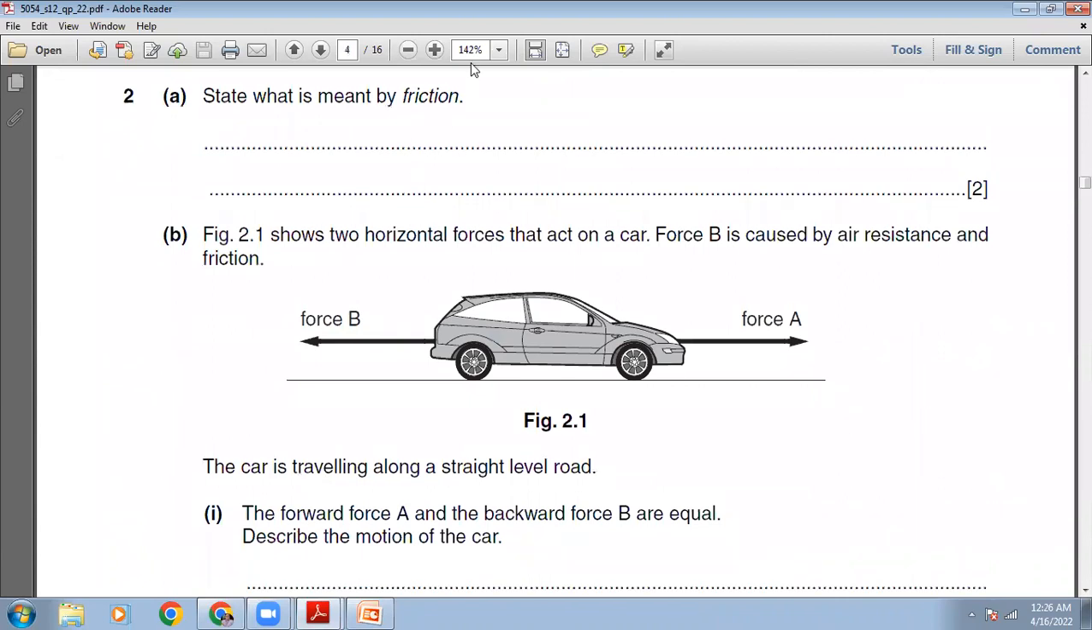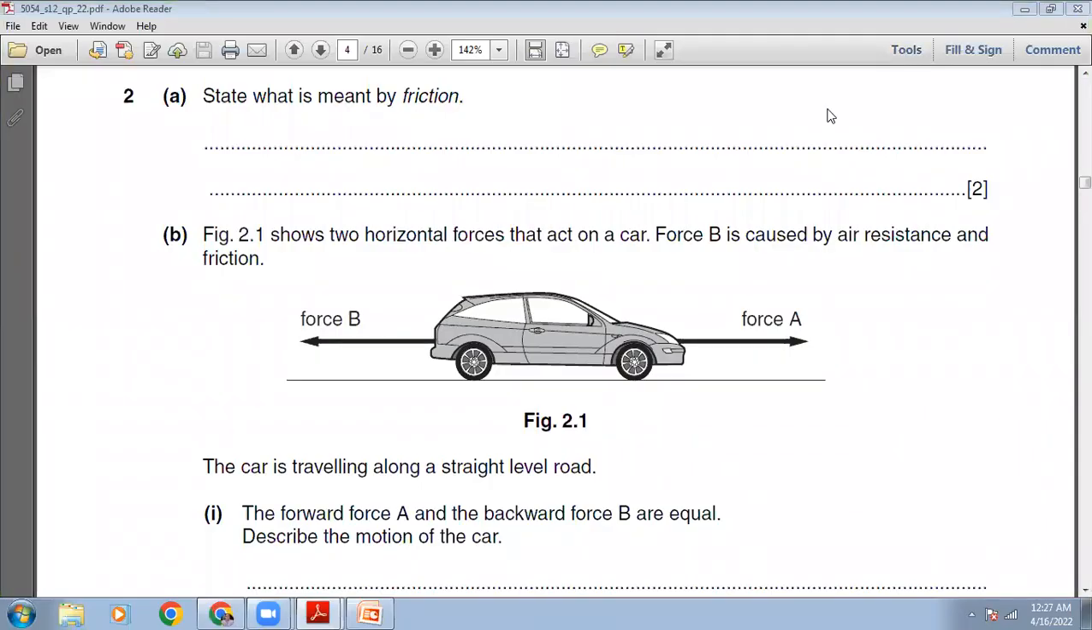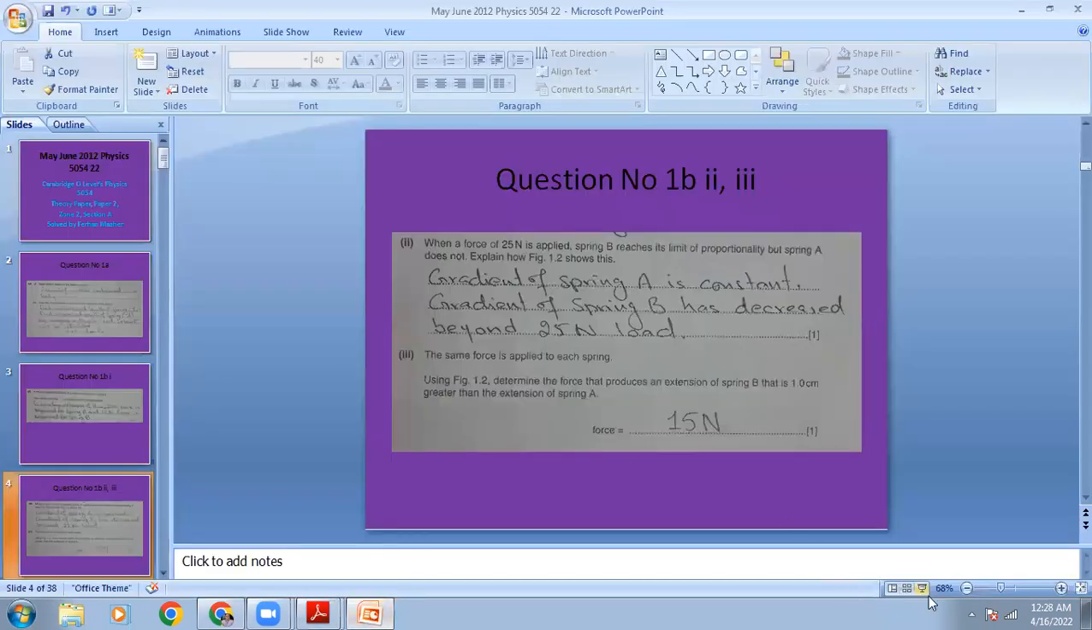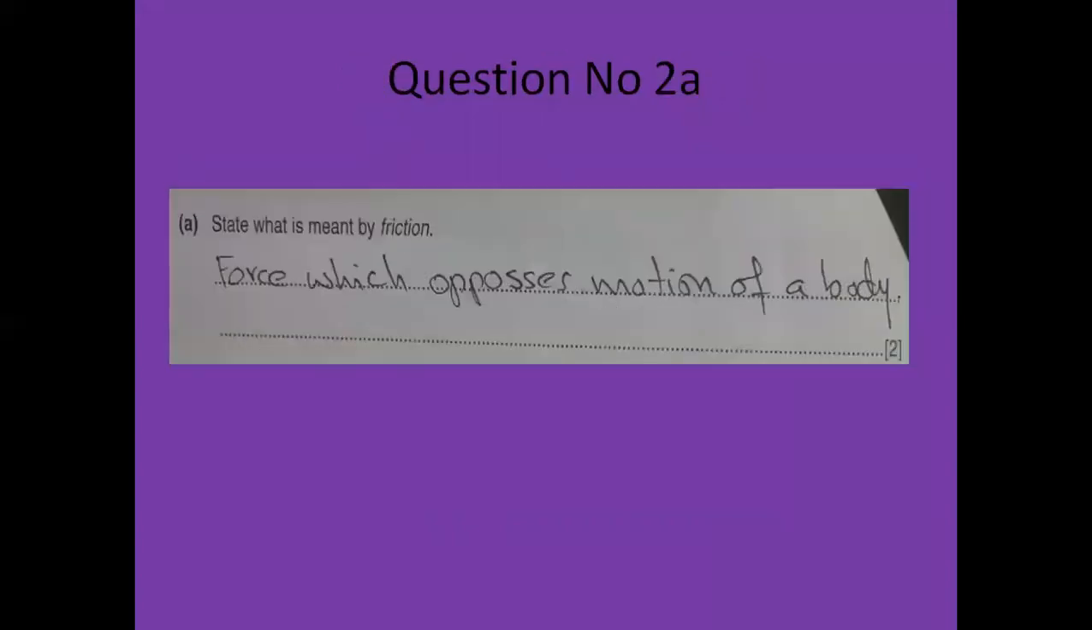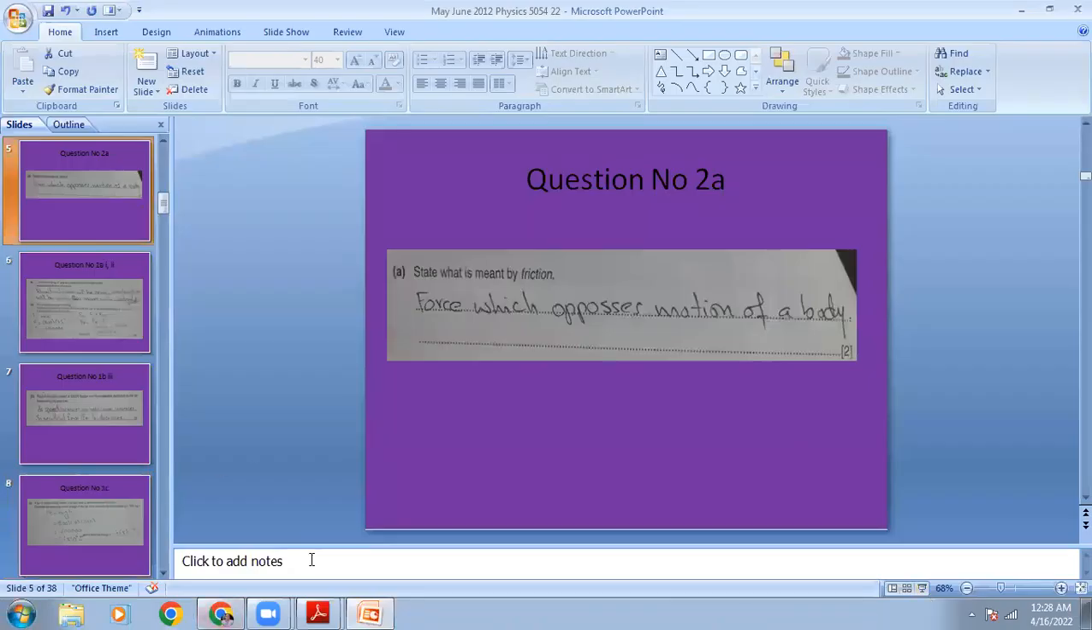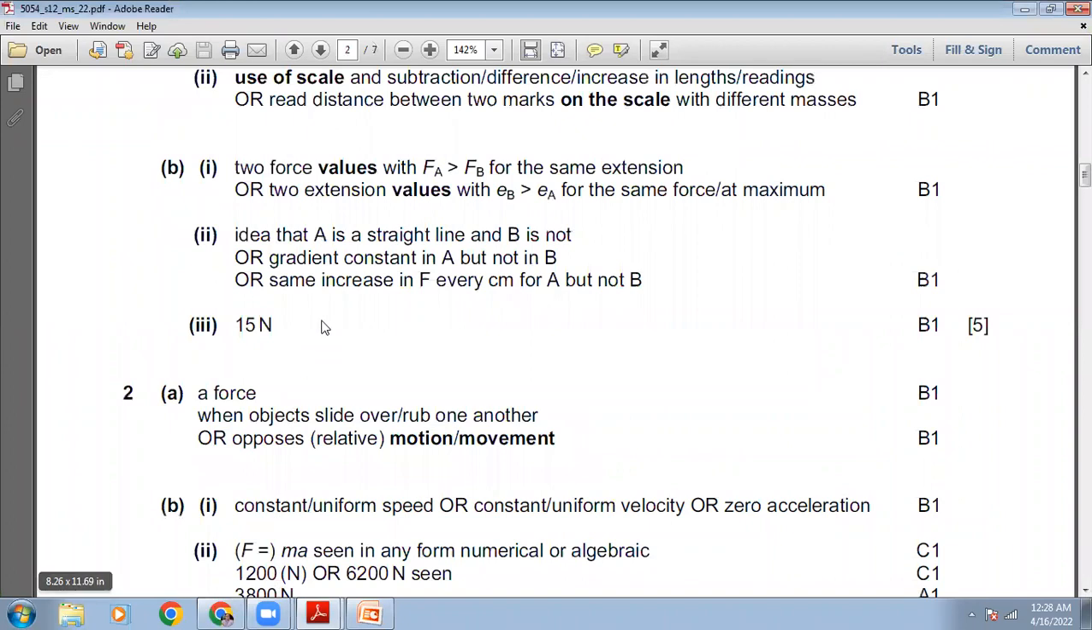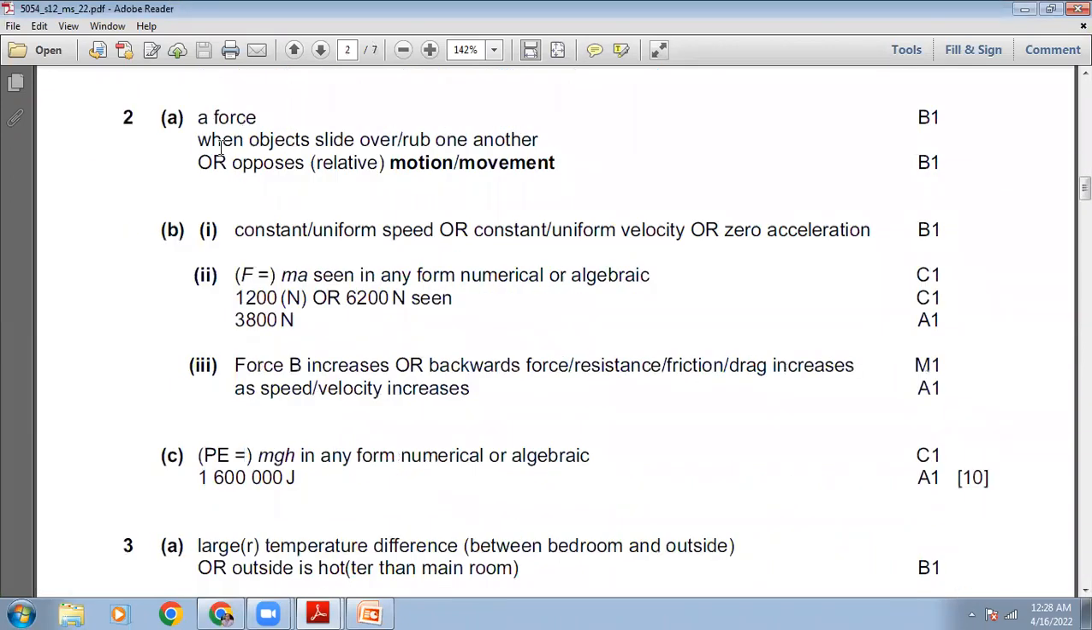Question number 2 is showing up on your screen. State what is meant by friction. So friction is a force which opposes the motion of a body. So let me show you my answer. Force which opposes the motion of a body. Okay, so let's have a look at the marking scheme. A force when objects slide over, rub one another, or opposes the relative motion or the movement.